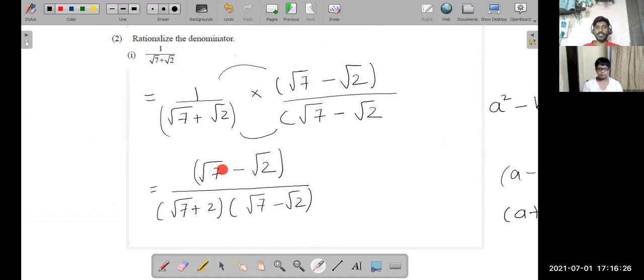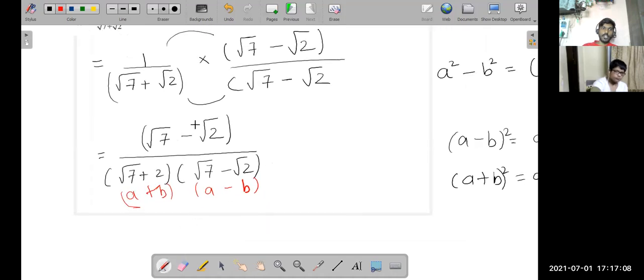So your numerator is root 7 minus root 2 the whole square. And in the denominator, you have root 7 plus 2 into root 7 minus 2. So look carefully. This is of the form a plus b, a minus b. Are you able to identify a plus b, a minus b? Yes, sir. So I'll write here, this is a plus b, and this is a minus b.